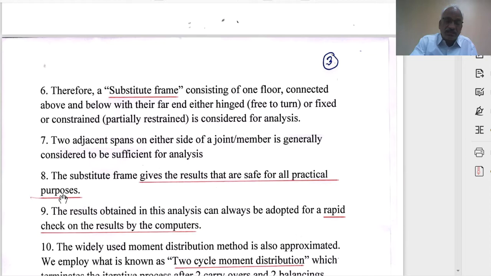Also, the results obtained by this analysis can always be adopted as a rapid check on the results from computers. We do the analysis using computers. But some of us just feed the data and get the results without knowing, because there are so many points that are considered. What is the order in which you have to give the data? What about the units? You have to use the same units for all properties. And there will be some characters that will be allotted for the storage.